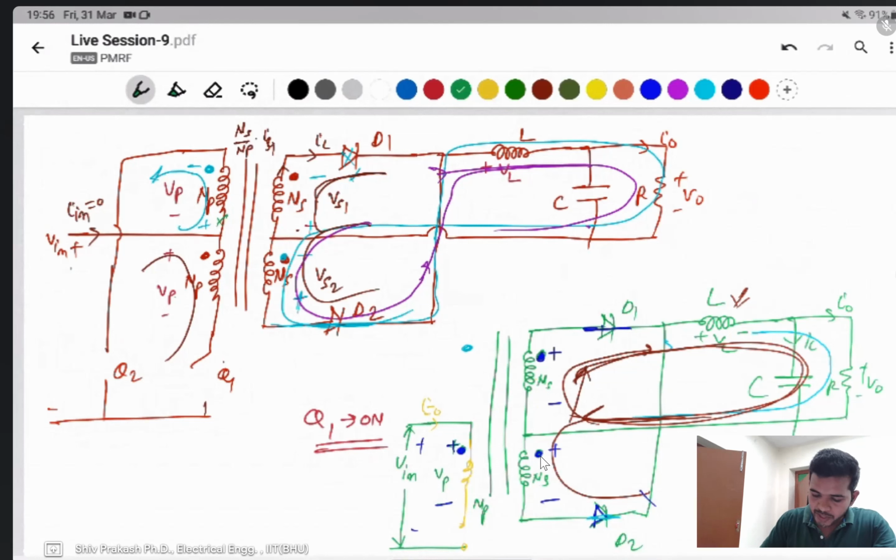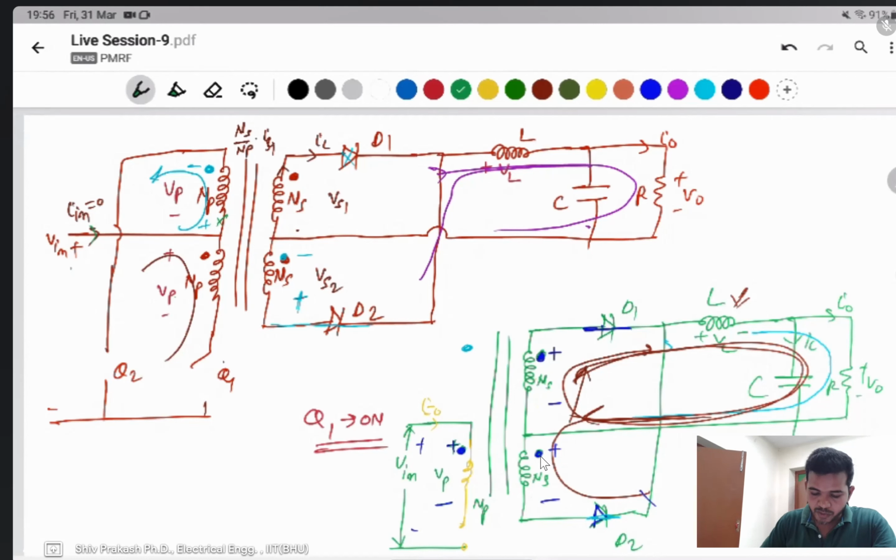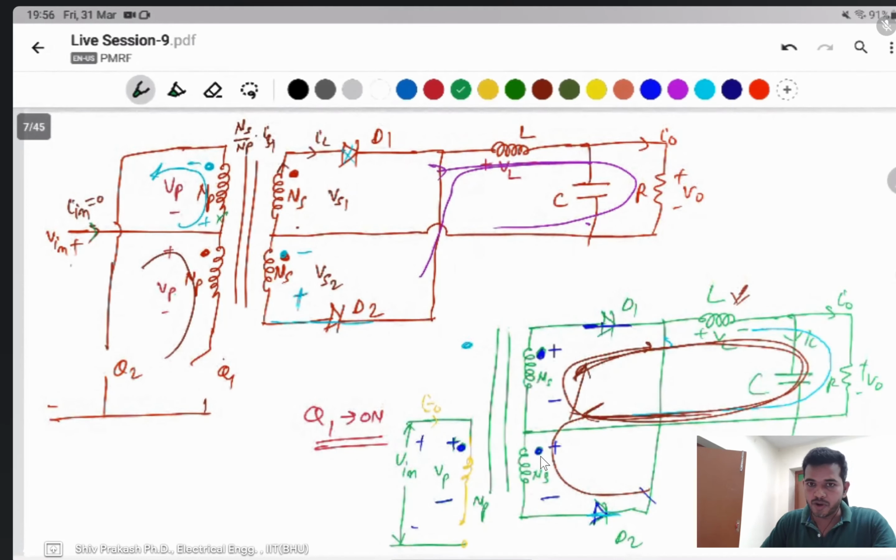When the switch is on, this current will be 0, and this current will be 0, which means the same current flows through the secondary winding, and the voltage should be 0 at that time. If you observe here, because of the input side, the voltage will be 0. If the input current is 0, then the primary side voltage is also 0. If current does not flow, then voltage will be 0.